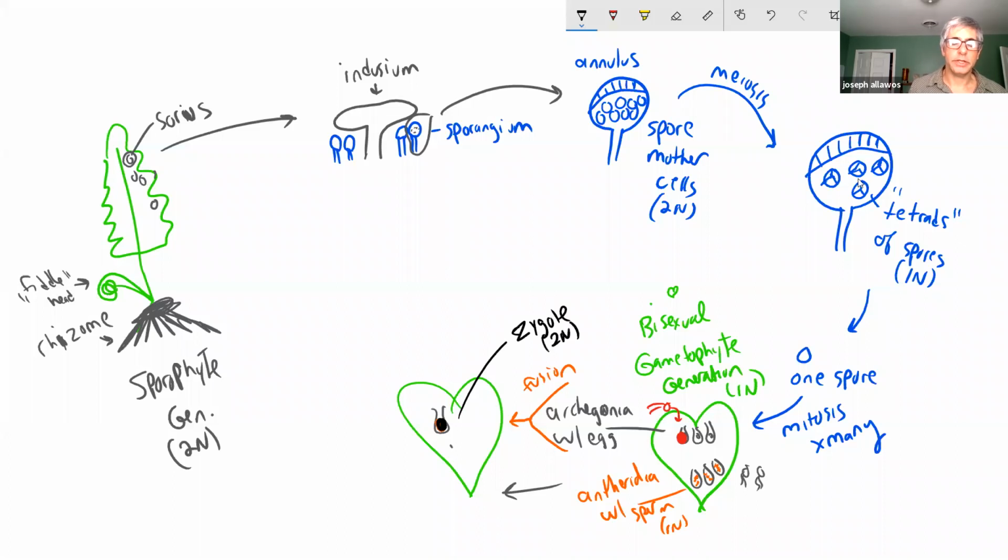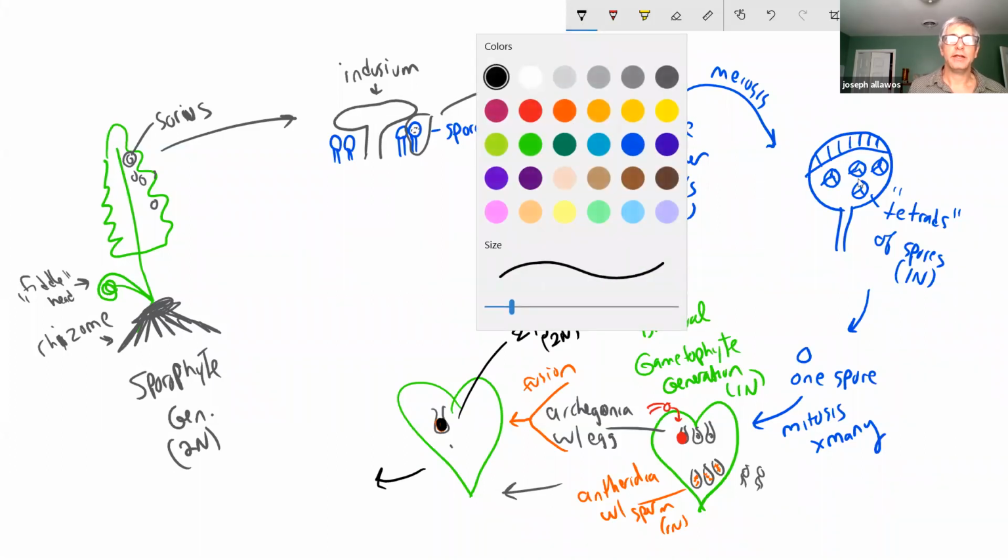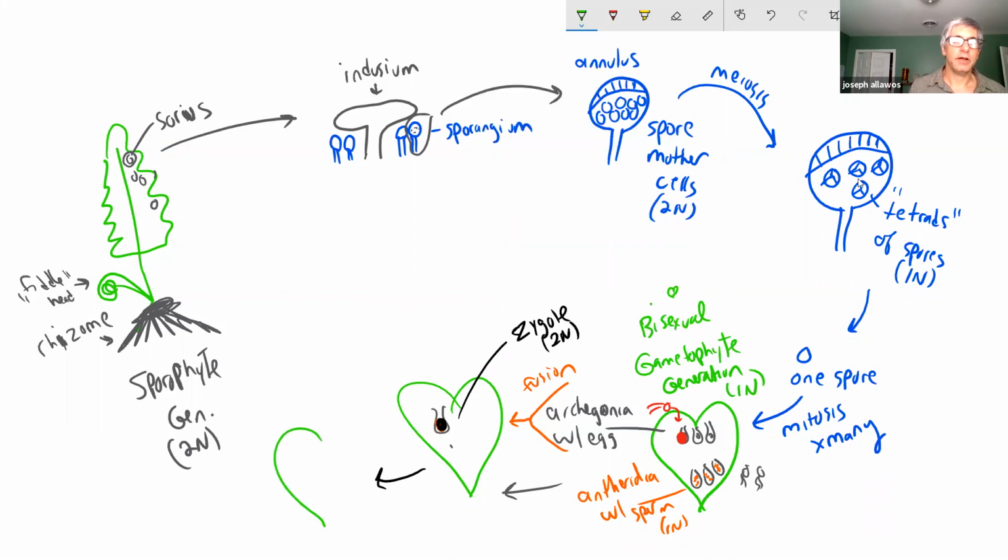Now we're back to diploid. And I'm going to draw one more picture, and this is my favorite picture. Check this out. How do we get a new sporophyte from the zygote? Well, here's the gametophyte, right? And this zygote does mitosis many times to make a new sporophyte.